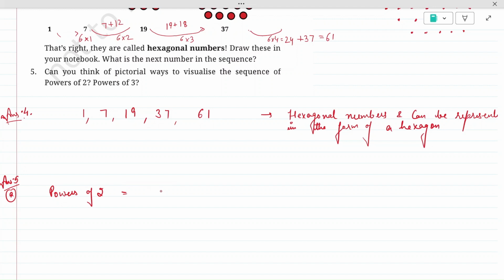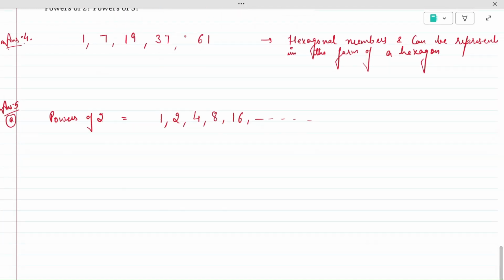2 raised to the power 0, that is 1, 2 raised to the power 1, which is 2, then 2 raised to the power 2 is 4, 2 raised to the power 3 is 8, 2 raised to the power 4 is 16, and so on. Now, if we have to represent it, then we can do it this way. First we have 1, so it's a single number. Then 2, something like this.